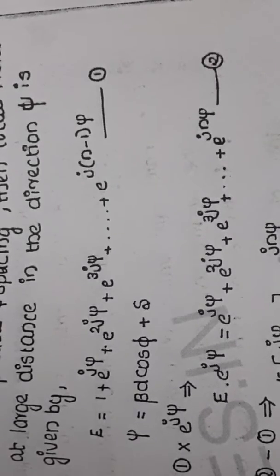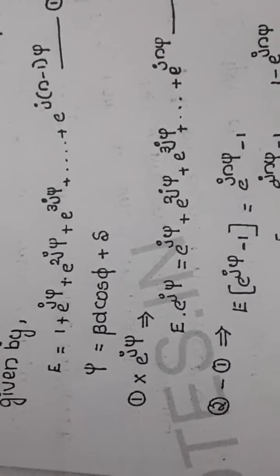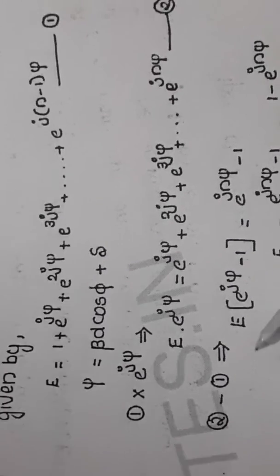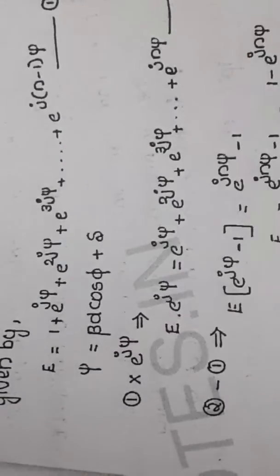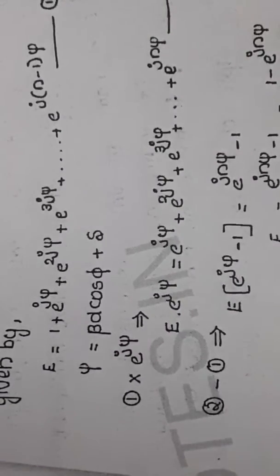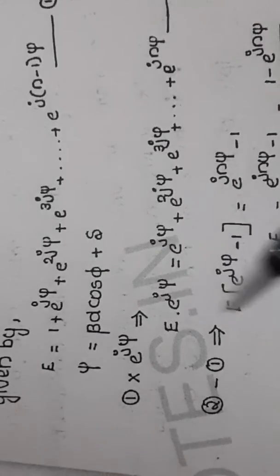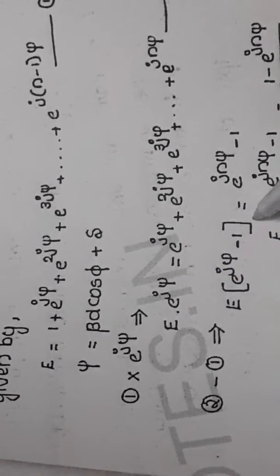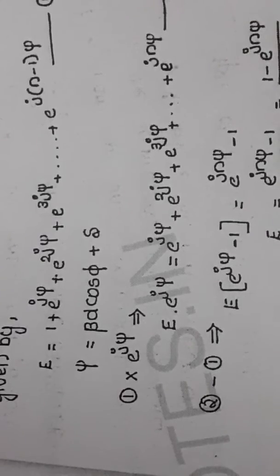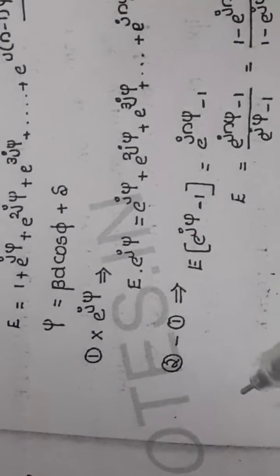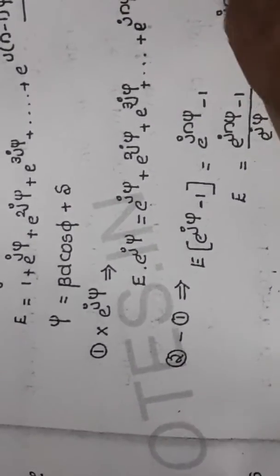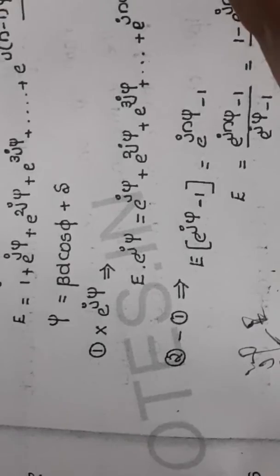Now we take equation 2 minus equation 1. You have to subtract equation 1 from equation 2. Then on the left side we get E into e power j psi minus E. Here E is common, so E into (e power j psi minus 1). That should be replicated here.